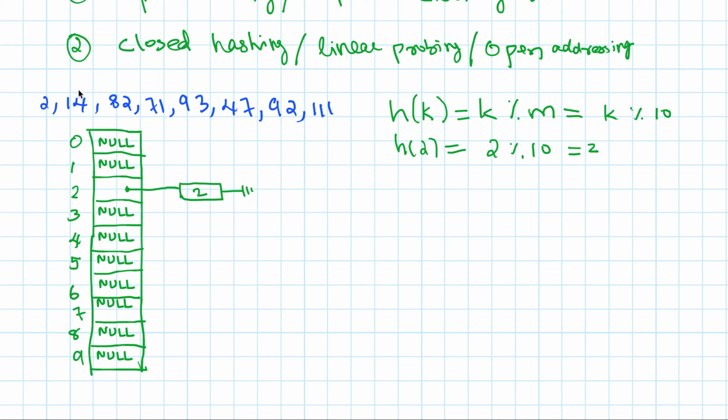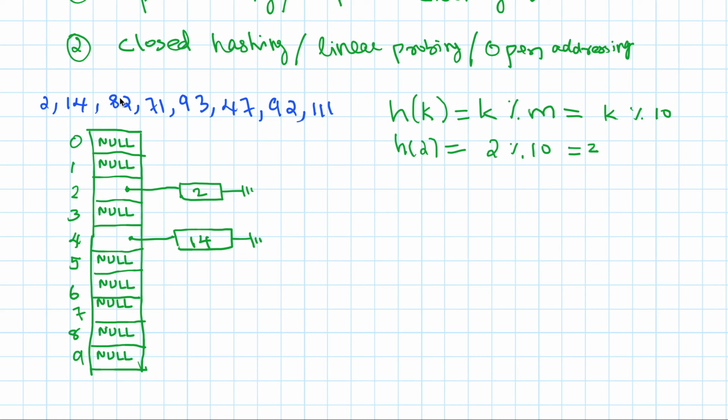And if I pass 14, 14 goes to the location 4. So I will create a linked list there. So this null will be replaced with the address of the node having the value 14. So this will be pointing to the node with value 14, and this will be null.